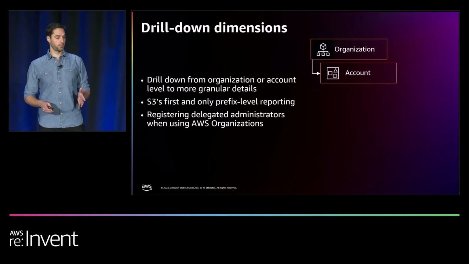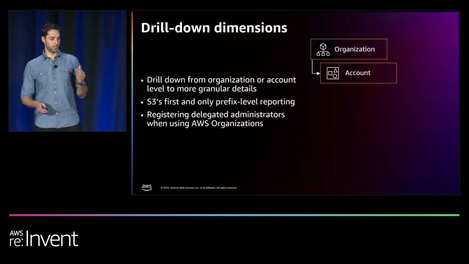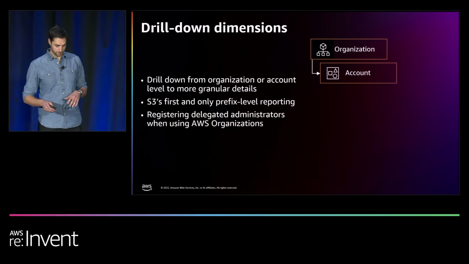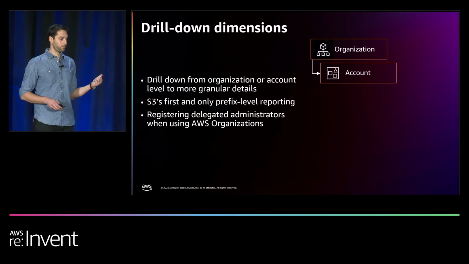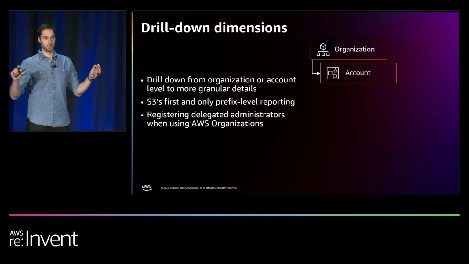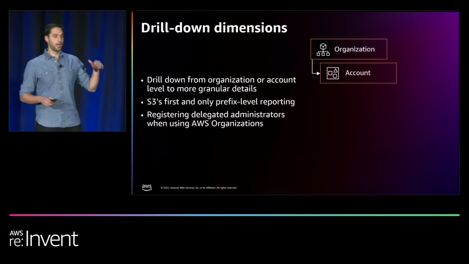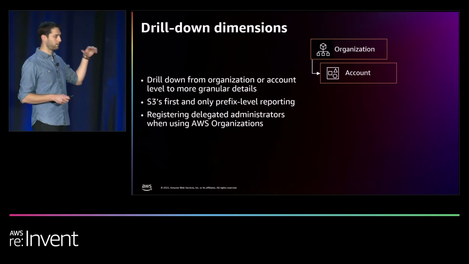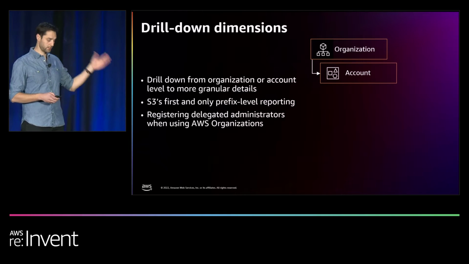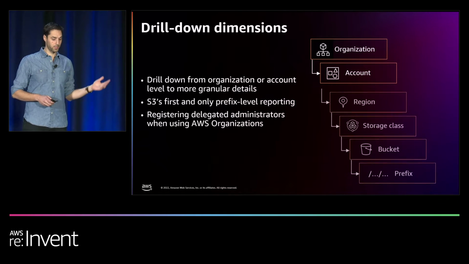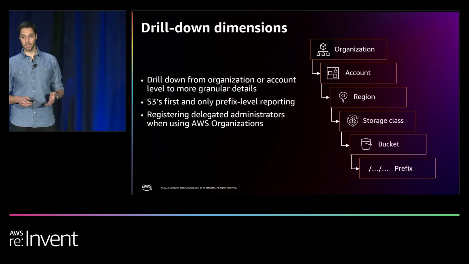The next capability I'd like to call out is using the drill-down dimensions in Storage Lens. And just as I showed you in the previous example, it's very easy to get started with a high-level summary at the organization view and then drill down to lower levels such as account or even region, storage class, buckets, and even prefix.